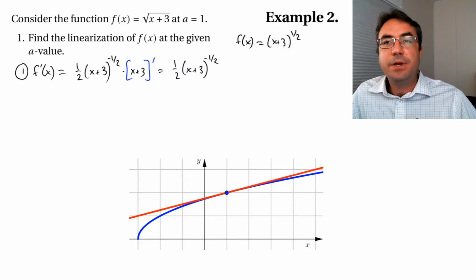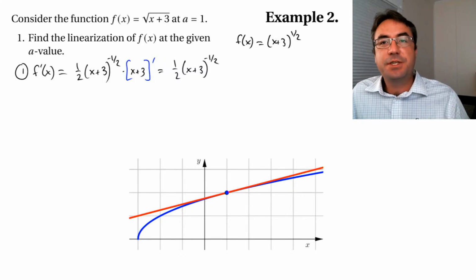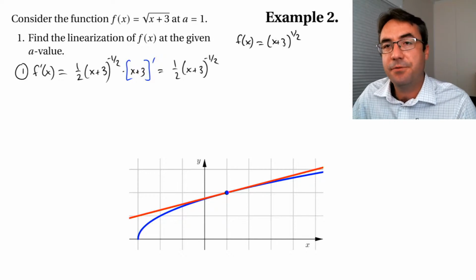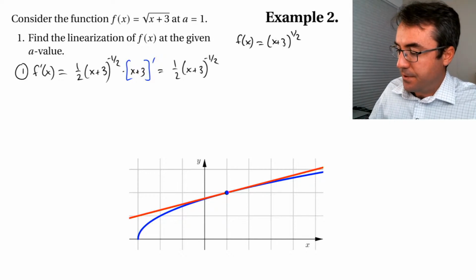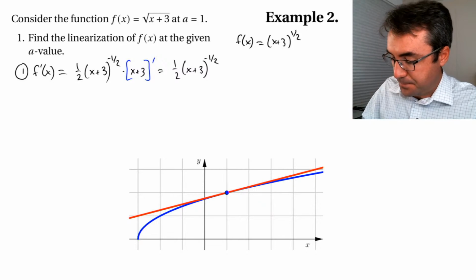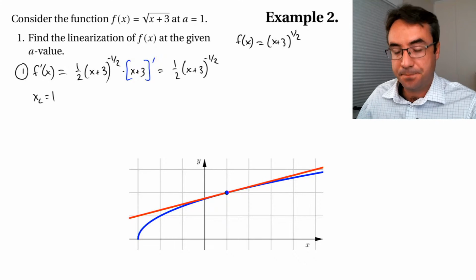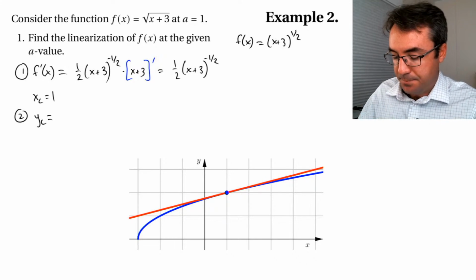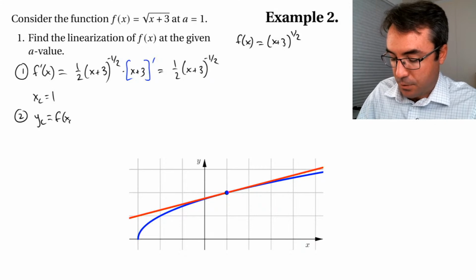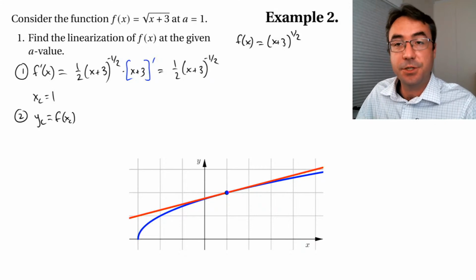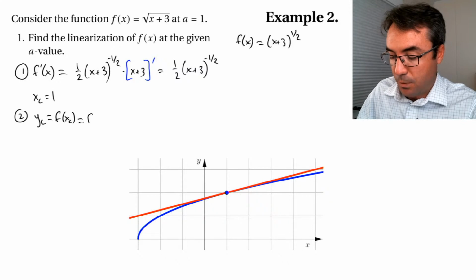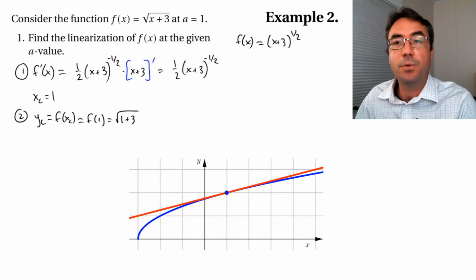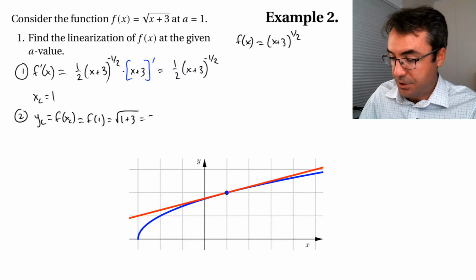So for our tangent line, we know we need the derivative, so let's just get that calculation done and out of the way first. Now we start figuring out the little pieces. So our x coordinate here is 1. We want to find the y coordinate. So we take our x coordinate and plug it into the original function. So that means we're going to plug 1 into the original function. And when we do that, we get square root 1 plus 3, which is just 2.